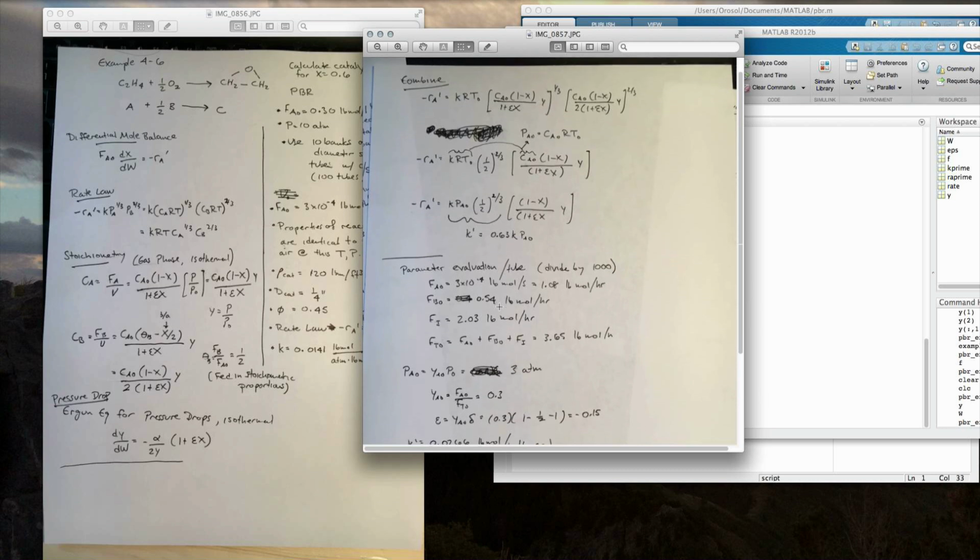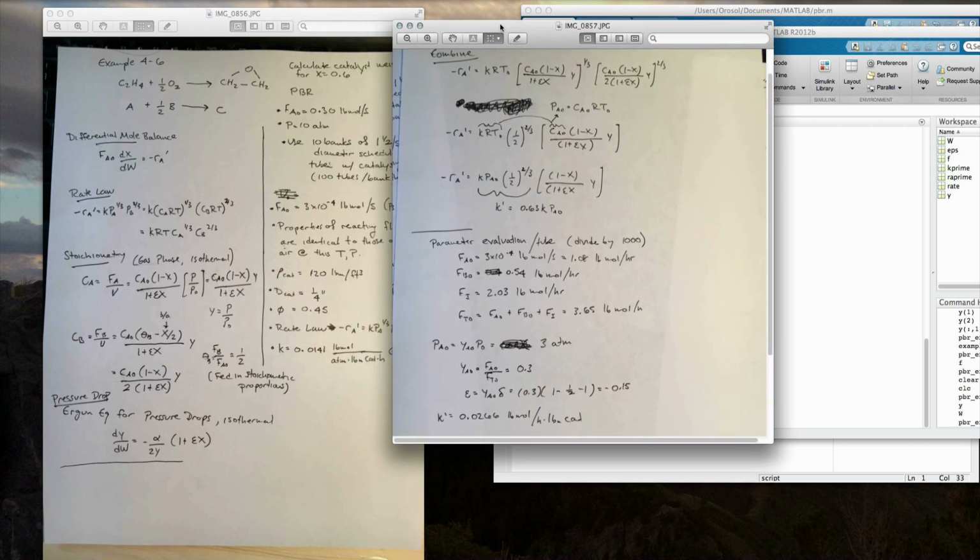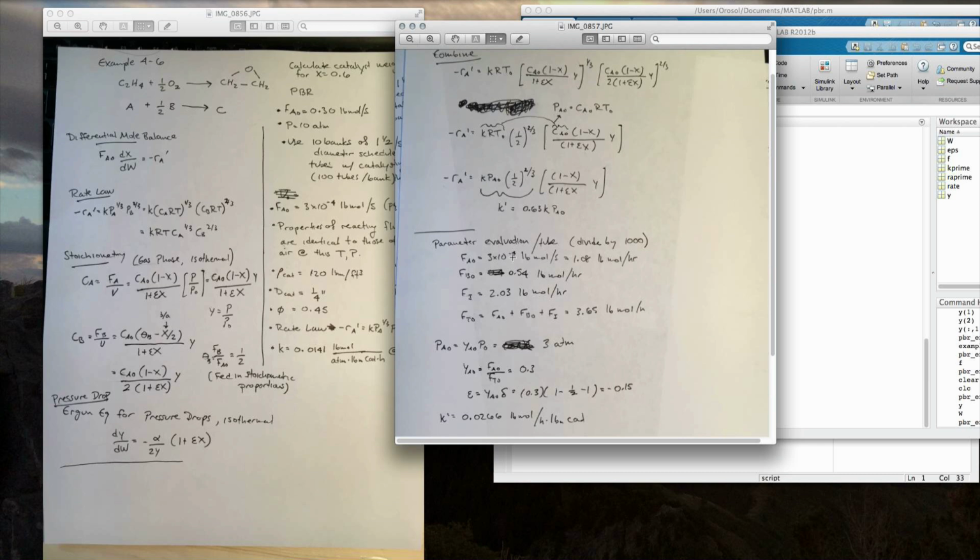And then we need to evaluate the parameters for the tube, and we already know everything. These basically just all need to be divided by 1,000, and we already did this here. So FA naught, we know that this was the total FA naught, but we have 1,000 tubes, so dividing by 1,000 we got this. And then we want to convert that to pound mole per hour.